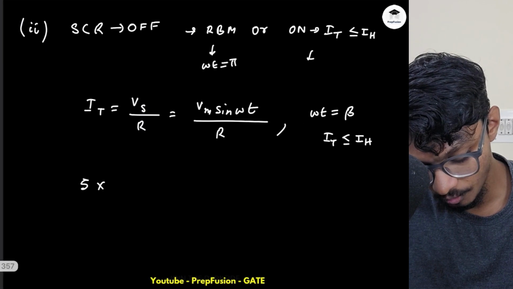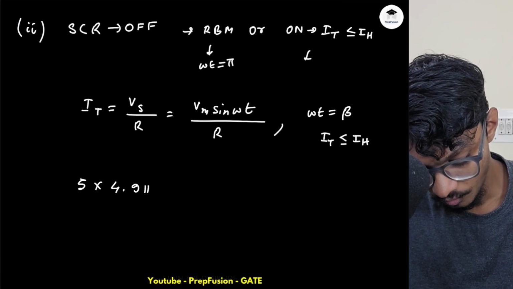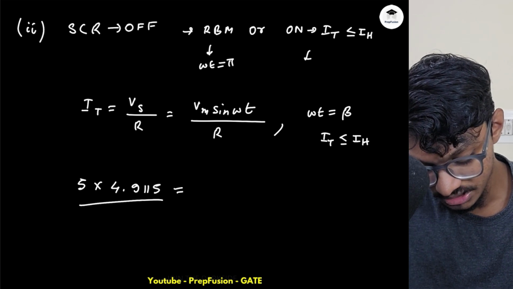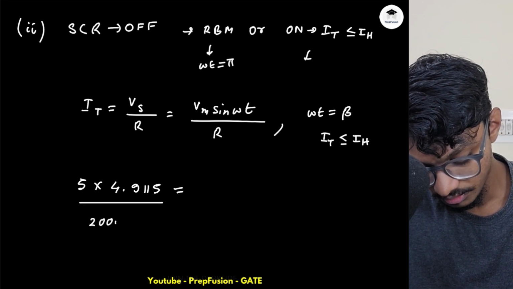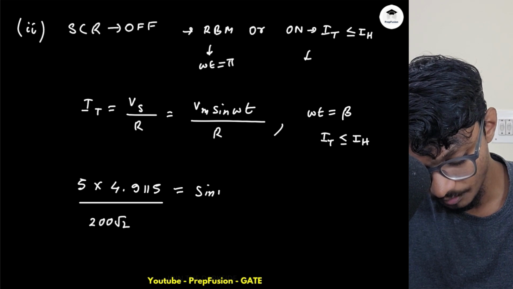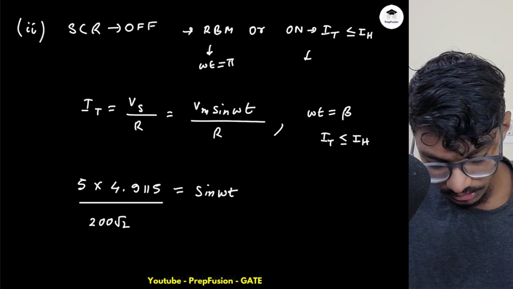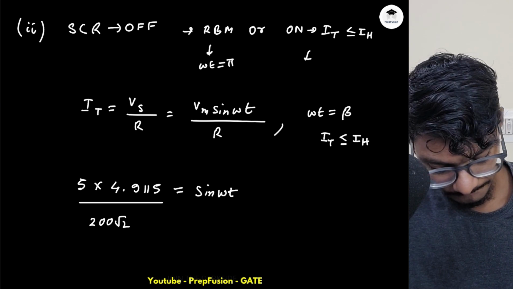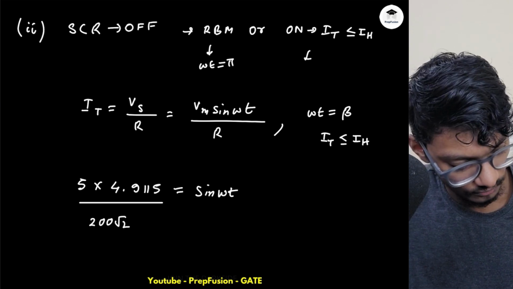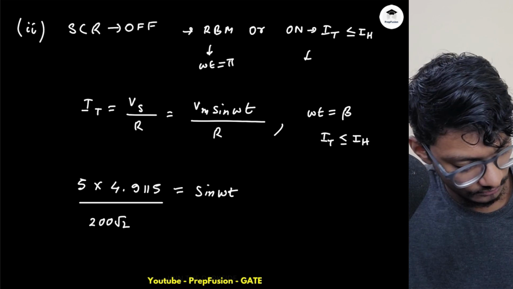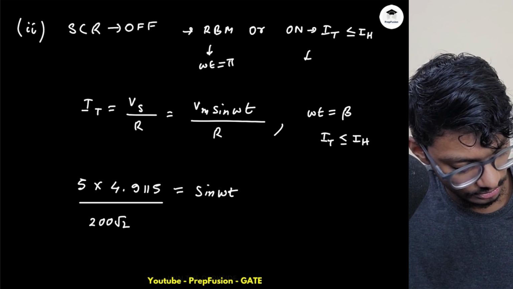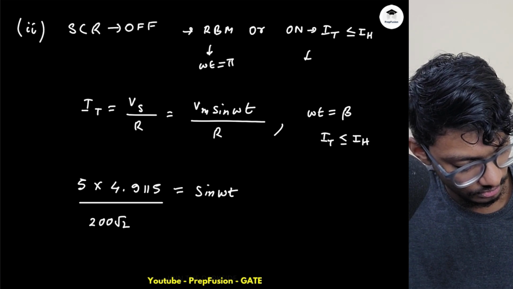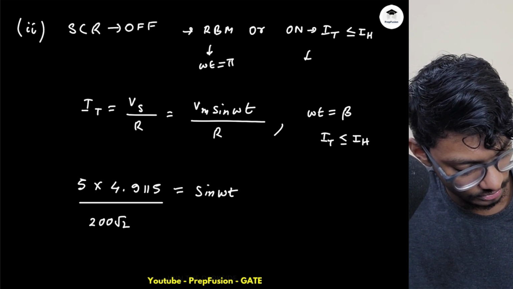R is equal to 4.9115 kilo, right? Vm is definitely equal to 200 root 2, and this is my sine omega t. Now if I just compute this real quick, this will be divided by 10 into 5 divided by 200 into root 2. Okay, and then do the sine inverse.